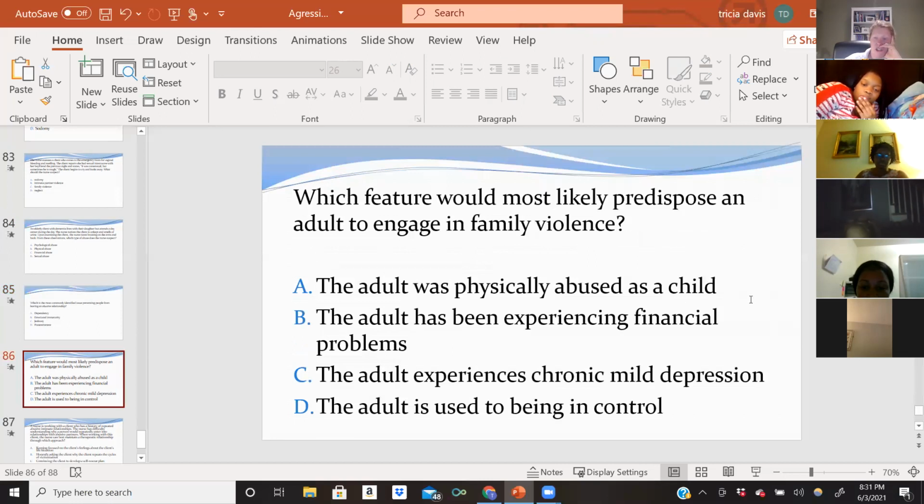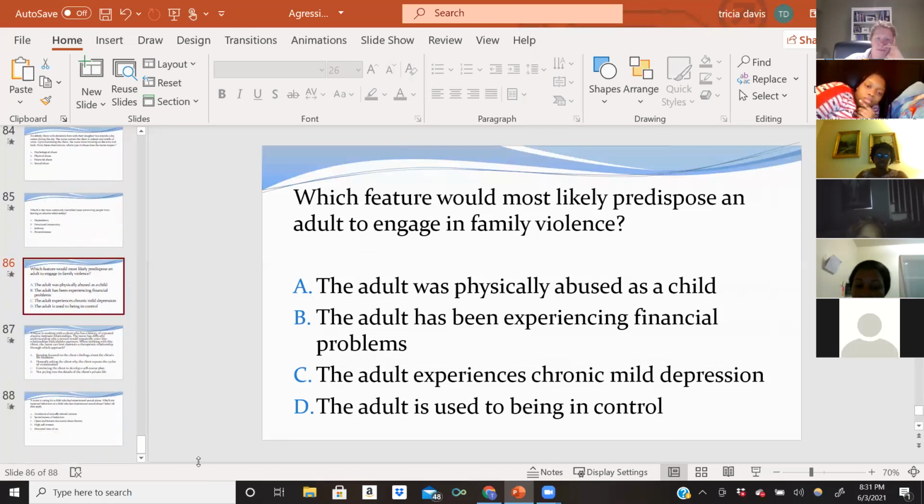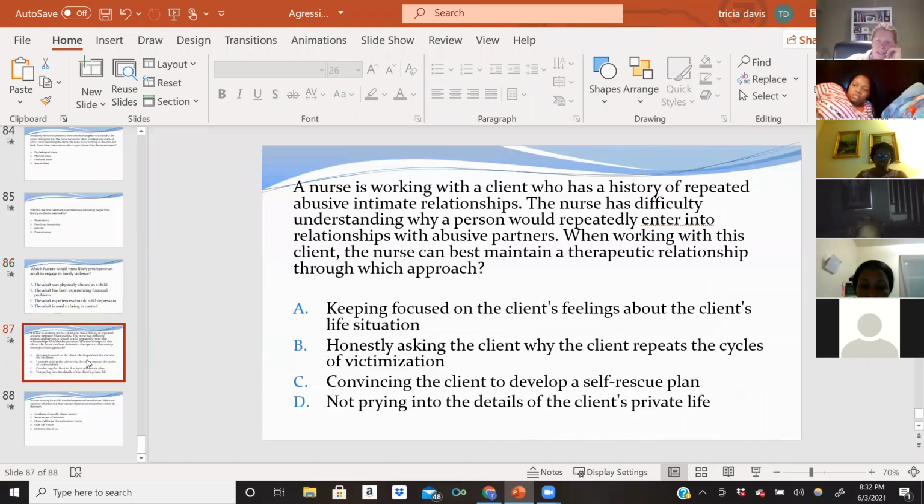Which feature would most likely predispose an adult to engage in family violence? The adult was abused as a child. The adult has been experiencing financial problems. The adult experiences chronic mild depression. The adult is used to being controlled. A. I think A. That seems like an all the above kind of question too. Well, I guess it could be, but most likely we know that more times than not, a person that engages in violence was also abused as a child. That's true.